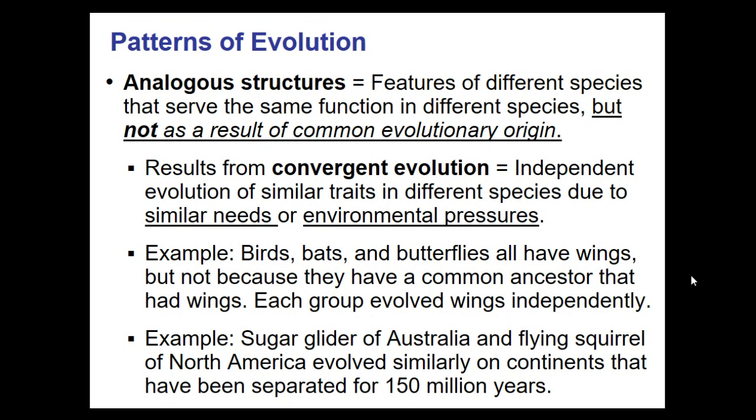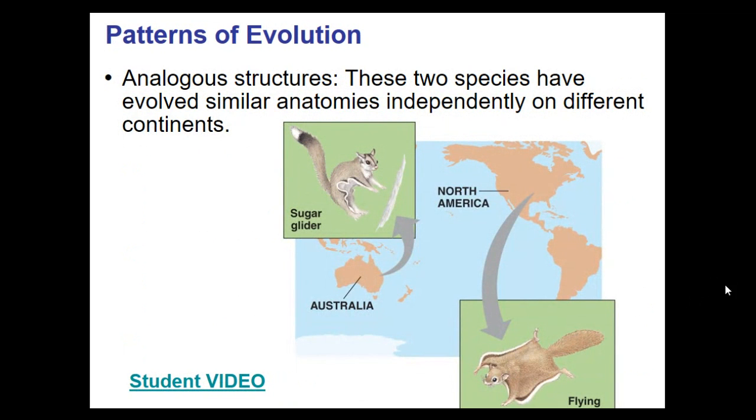Different species that have similar features can be confusing, and it can lead scientists to make the wrong assumptions about evolution. Another case of analogous structures. These two animals look very similar. The sugar glider in Australia and the flying squirrel in North America. They look very similar, but by looking at them, you might think they must be closely related.